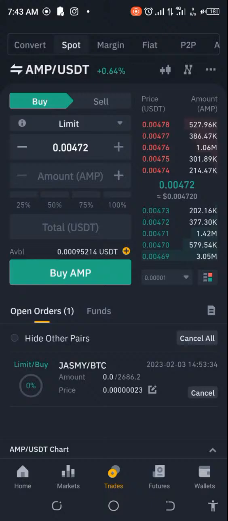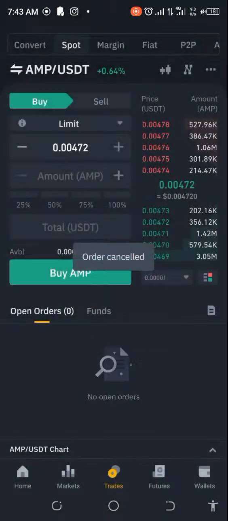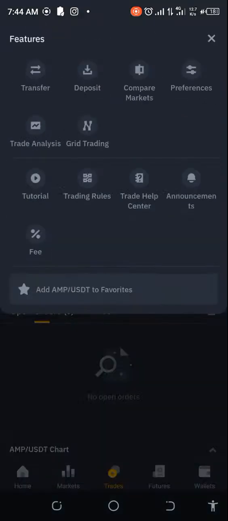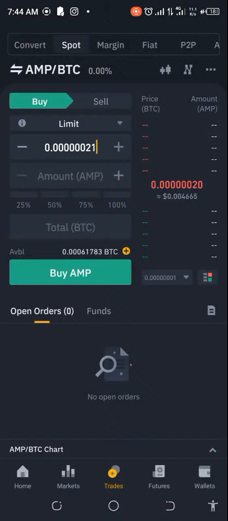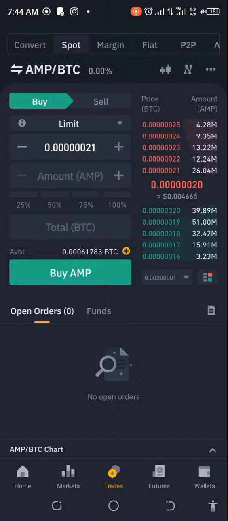Okay, so what I'm going to do first and foremost is cancel this trade. So once I cancel that, it releases back my BTC, and then I go ahead to do this for BTC. And let's hope that this works.